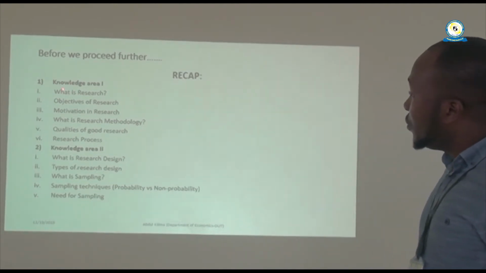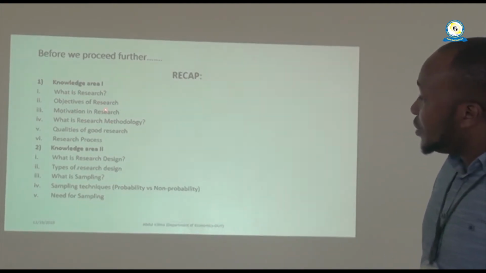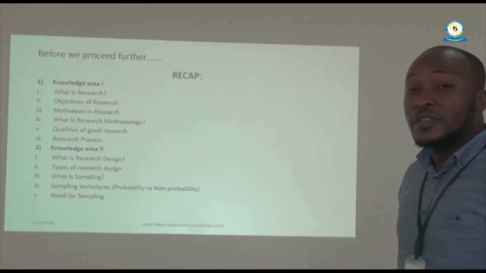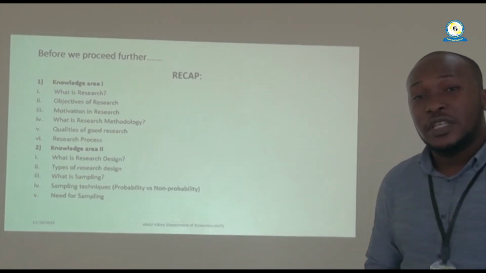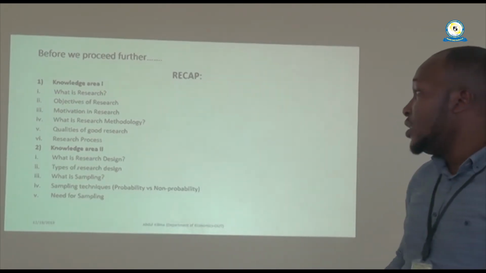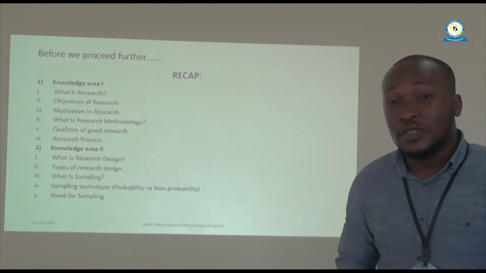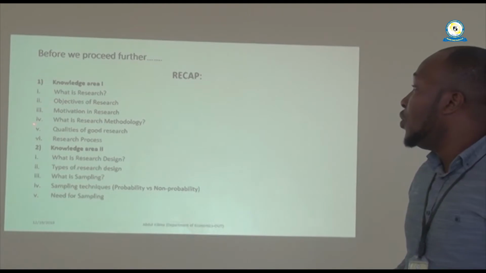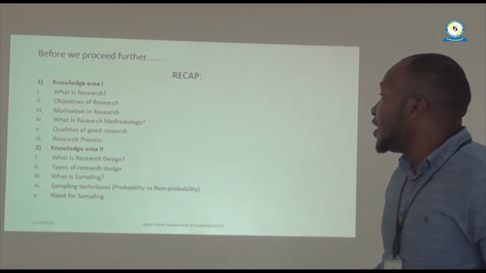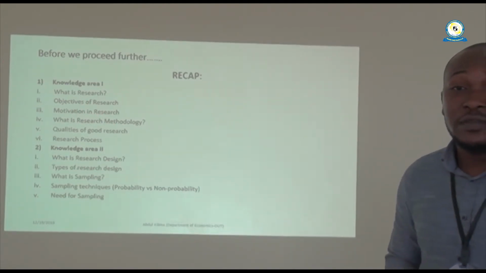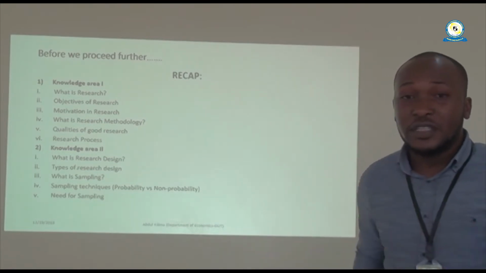Then we looked at why people do research. What is the motivation behind doing research? We said the first motivation is to get a degree. For those who are doing masters and PhD, you cannot graduate if you have not done a dissertation or thesis, which is a mini research, or a major research for PhD.